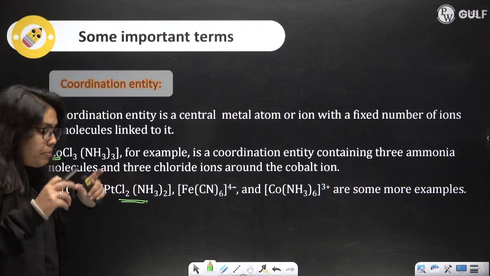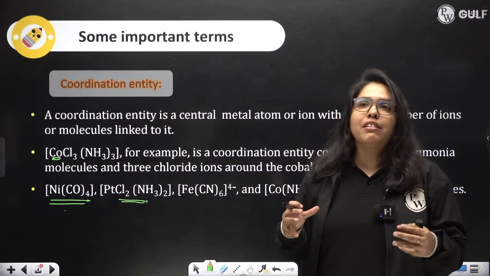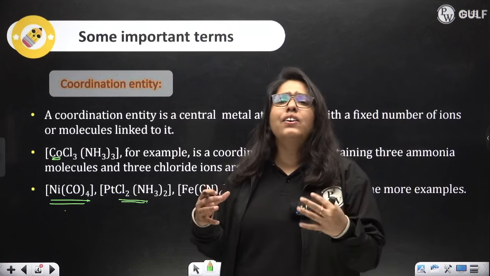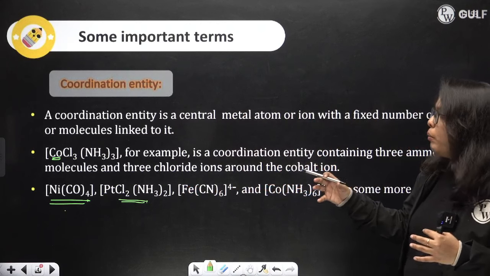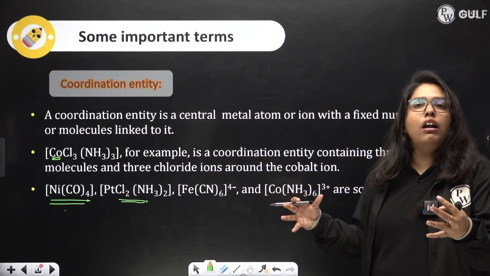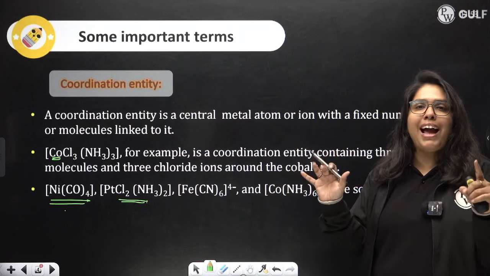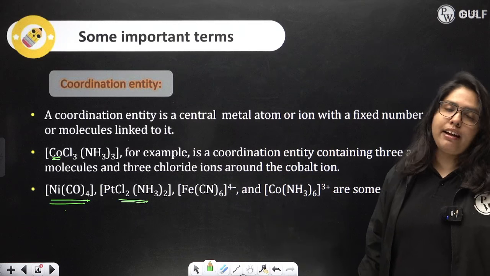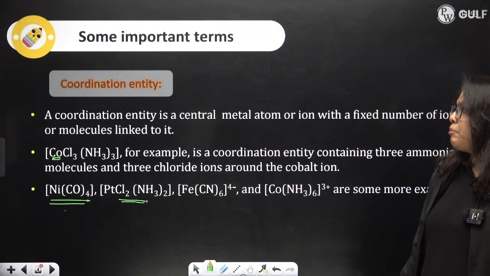So the compounds, or I would rather say the central metal atom along with the various ions or molecules having a fixed number, when enclosed in square brackets, is said to be a coordination entity. And here are a certain few examples for that.